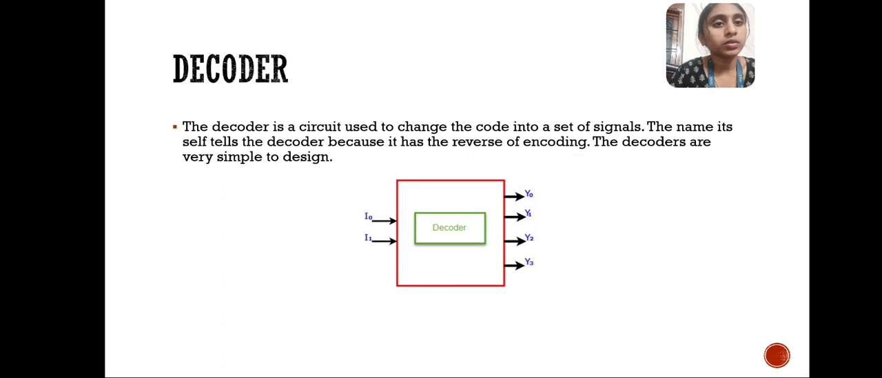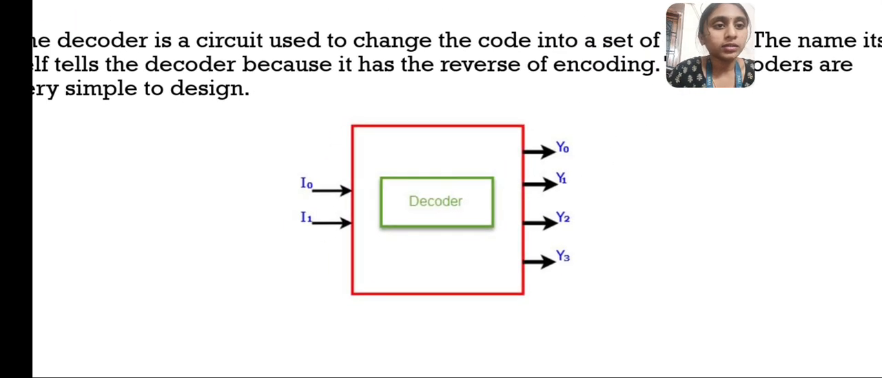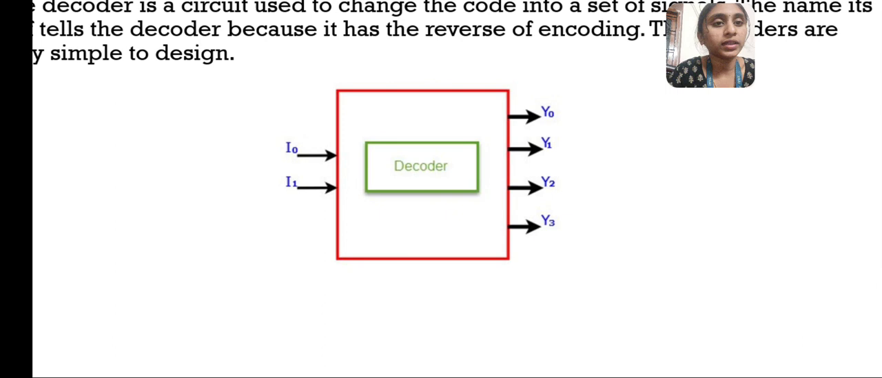A decoder is a circuit used to change the code into a set of signals. The name itself tells us: decoding means it reverses the encoding. The decoders are very simple to design. Here we have I1 and I0 selection inputs and the outputs are Y0, Y1, Y2, Y3.